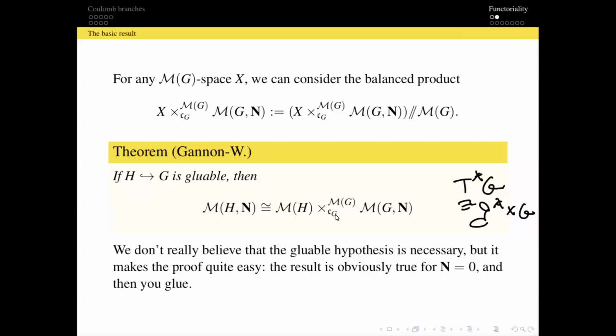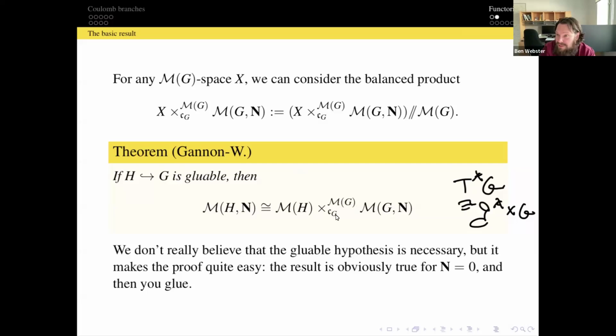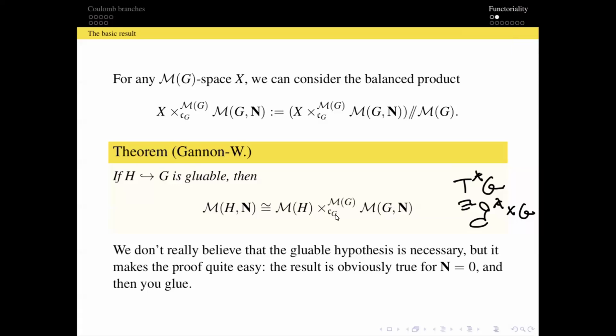I see. So M of G is not T star of G, it's some generalization. Yeah, you should think of it as like T star of G, but the fibers change. I see.